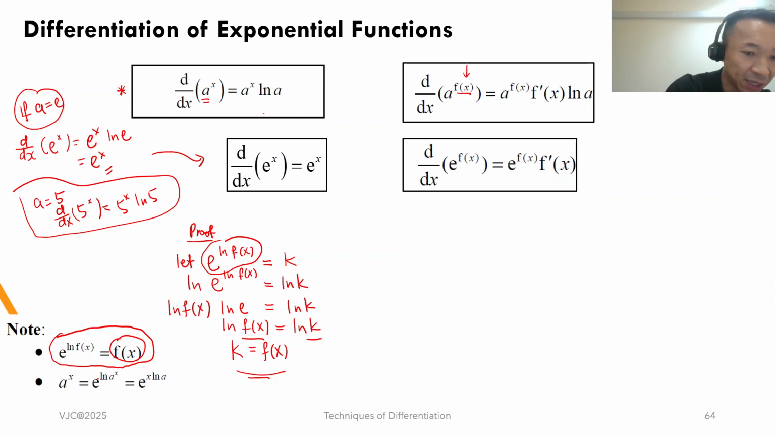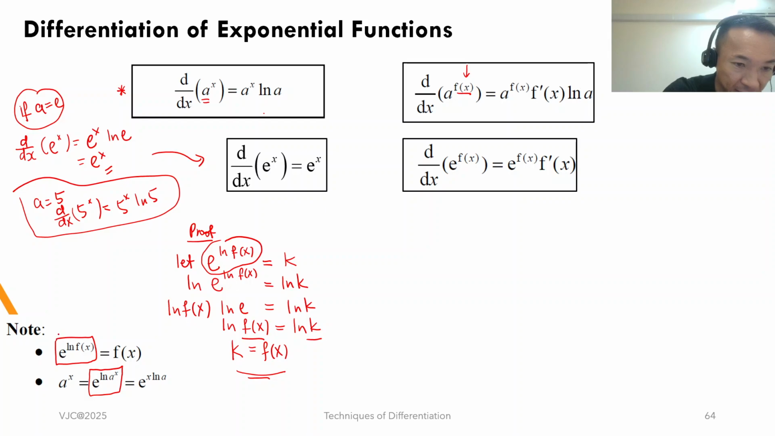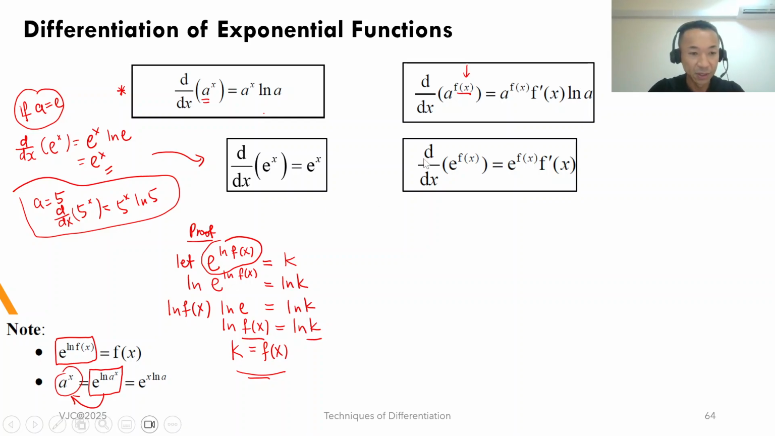Now the second result is a consequence of the first. What do I mean? If you see here and here, if you can get from here to here, it's quite obvious, correct? Because e^(ln a^x) is just a^x, right? So a^x therefore is e^(ln a^x), and therefore is e^(x ln a). Why? Because you use power law to bring the x down.